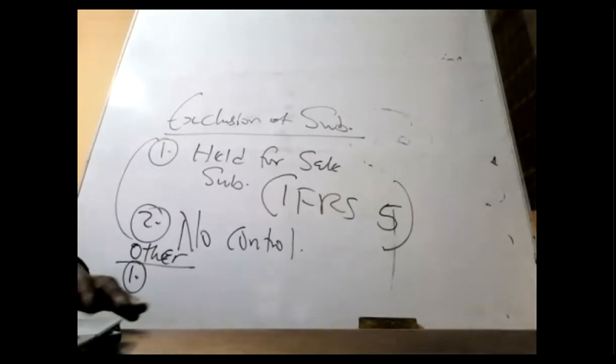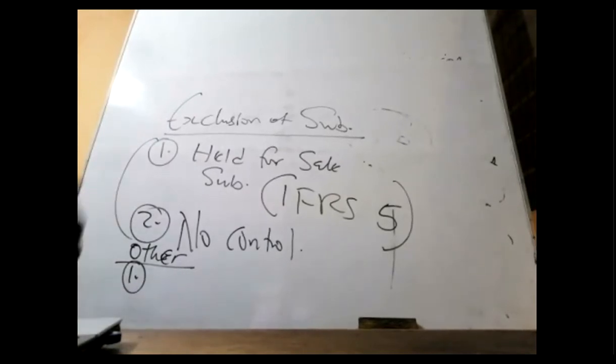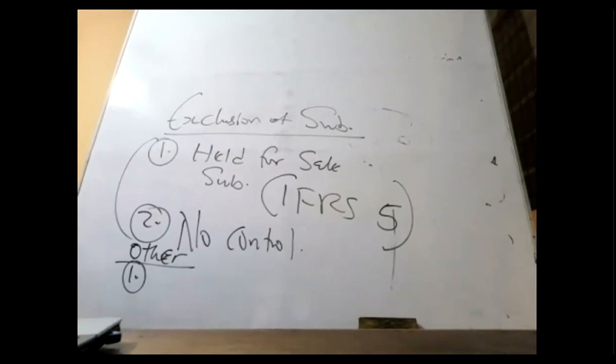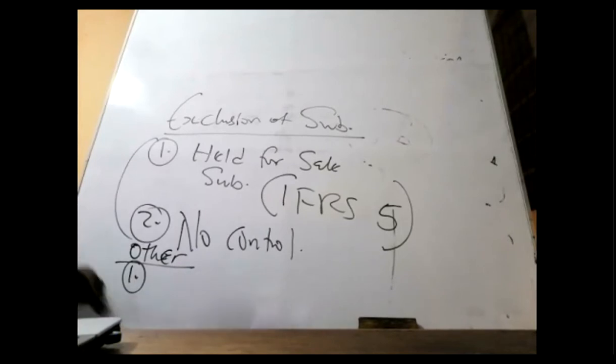Number two, different business activity, such as the parent company is into mining and the subsidiary is into audit, or the parent company is a manufacturing company but the subsidiary is a transport company. These activities are different. And number three, different reporting years.